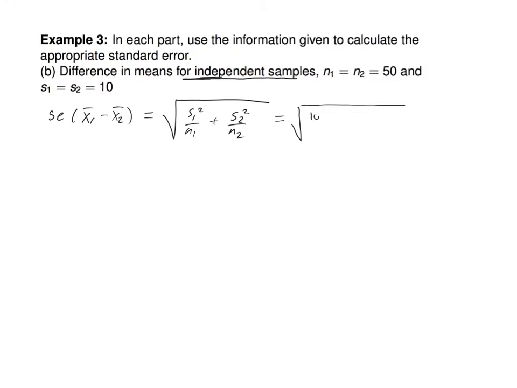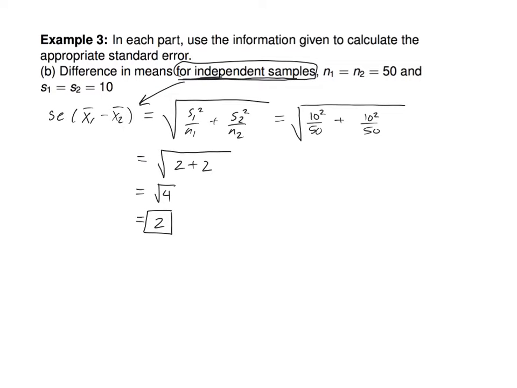So we'll have 10 squared over 50 plus 10 squared over 50. This works out nice as well. What's 10 squared divided by 50? It makes 2. So I got 2 plus 2, which becomes root 4, which equals 2. But the thing to think is if you have independent samples and you're given two sample sizes, that's this guy. See what I'm saying? Okay.